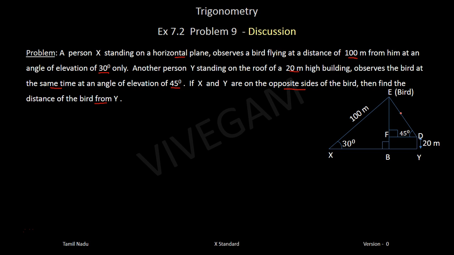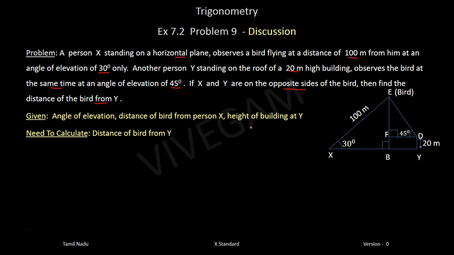Okay, so let's list what is given in the problem. Angles of elevation are 30 degrees and 45 degrees. The distance of the bird from person X is 100 meters. The height of the building at Y is 20 meters. What are we asked? We are asked to calculate the distance of the bird from Y, from here to here. I said the Y should be here, probably I will change it later. D should come here and Y should go up. So this distance is what we are supposed to calculate. I'll make that change next time. It's a mistake here.